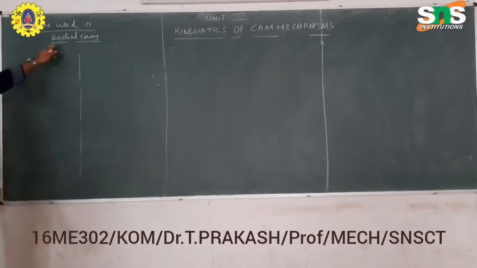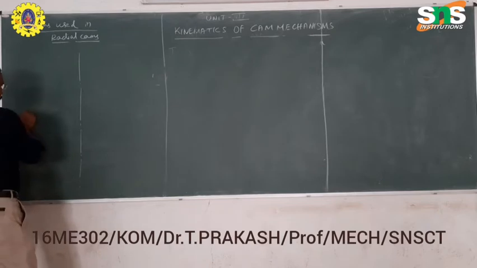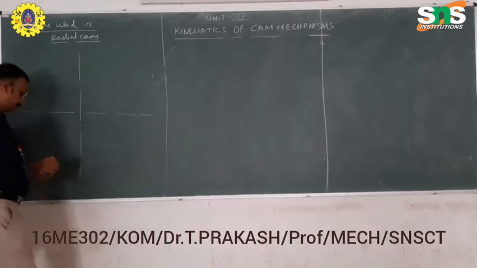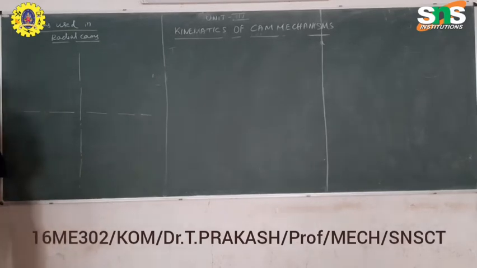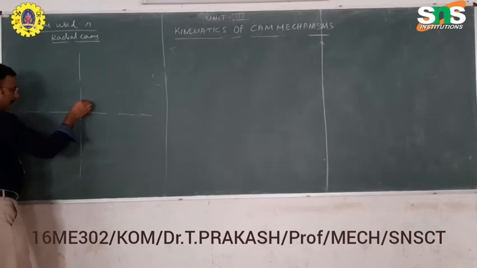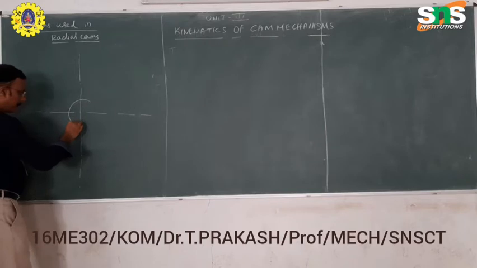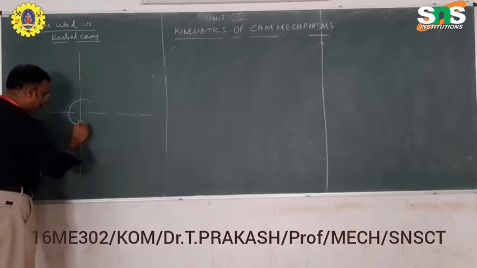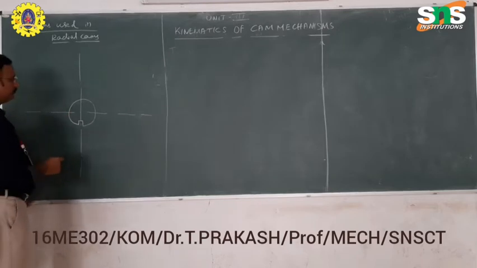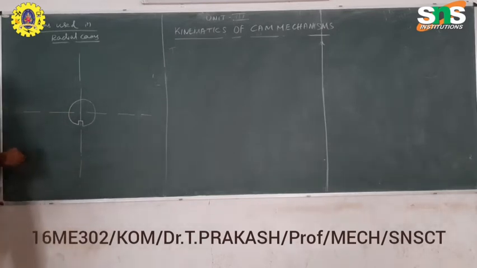What is the meaning of radial cams? The follower motion and the cam will be in line in the same axis. What are the important terms we are going to use in the cam profile? To take the cam, first you draw a shaft here, a circular shaft. Next, we have to draw a base circle.